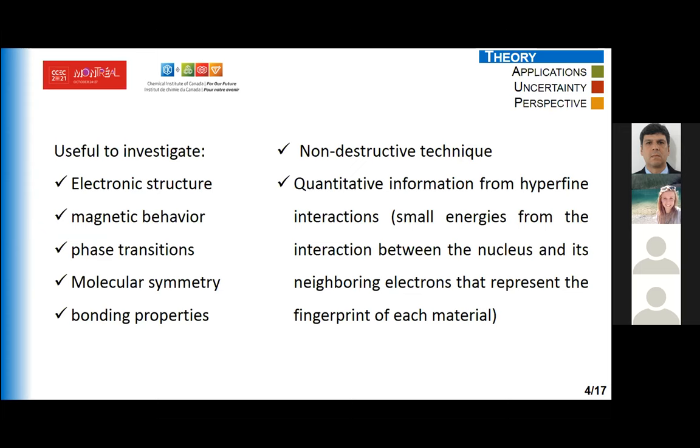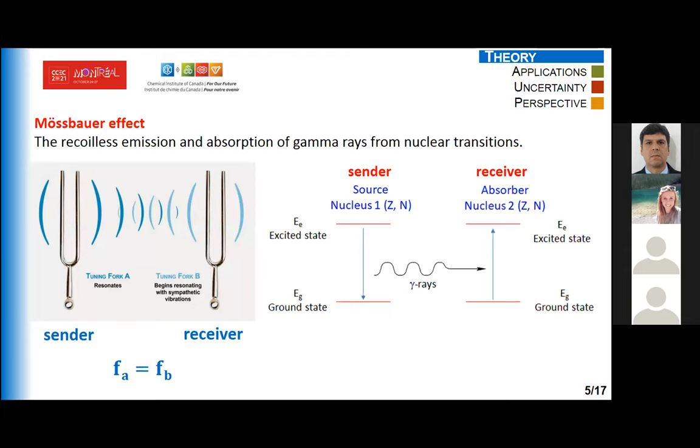The Mossbauer effect is not so different from acoustic resonance between two tuning forks with the same frequency. Also here, in the case of the Mossbauer effect, we have a sender that is a source of gamma rays and an absorber that is able to absorb the gamma rays produced by the source. This means that a nucleus with N neutrons and Z protons in the excited energy state EE is able to emit a gamma ray photon that another, similar nucleus, having the same number of neutrons and protons in its ground state EG, absorbs. As a consequence, this nucleus passes from the ground state EG to the excited state EE and is able to emit these photons again, and so on.